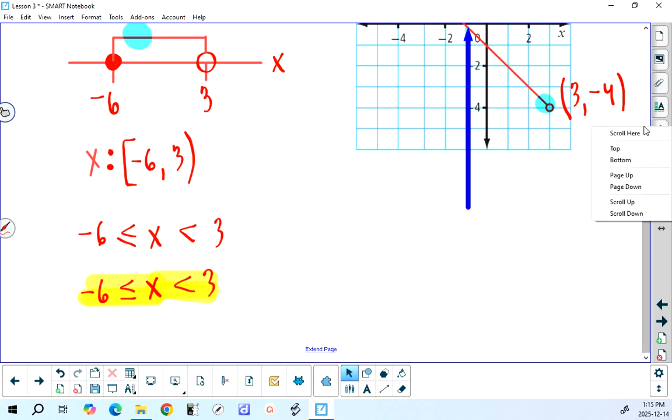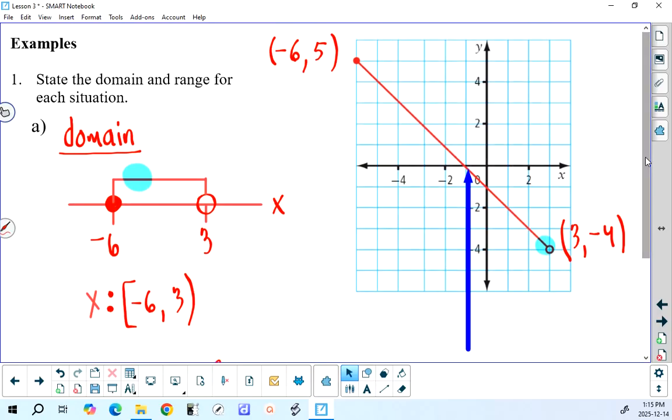Let's look at the range. Well, the range is something that we are going to now be looking at the vertical features of the graph. This is the lowest value of the graph in terms of y, -4. But again, it can't be -4. When we look at the graph, the highest value of y is 5. So y has a range from -4 up to 5.